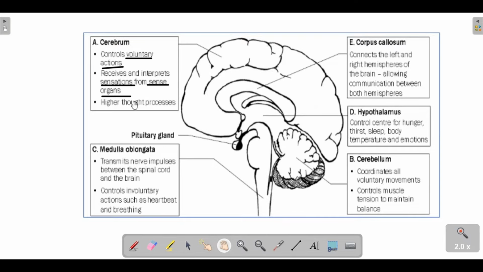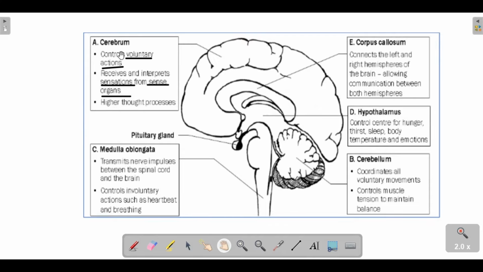They have cells that send impulses to the cerebrum for interpretation. And that's how you are able to tell sour from sweet, a loud sound or a soft sound, and so on and so on. So the cerebrum receives and interprets all the sensations from the sense organs. So that is another function of the cerebrum.